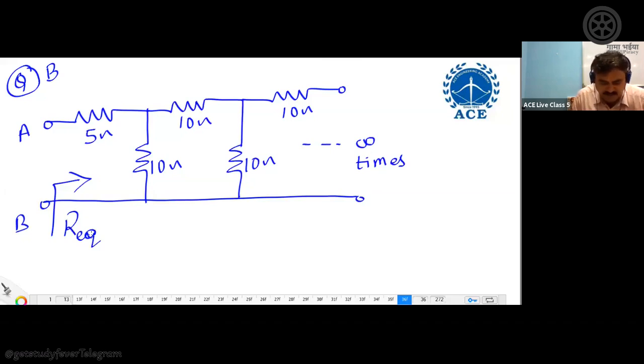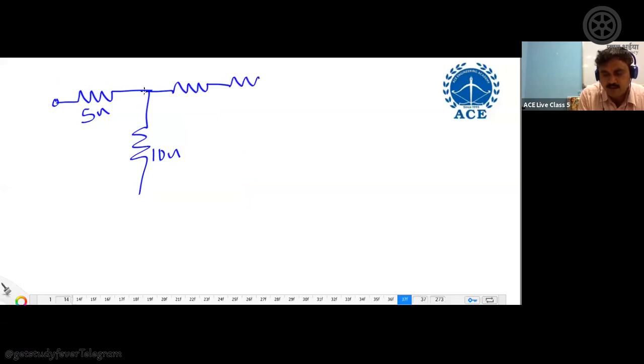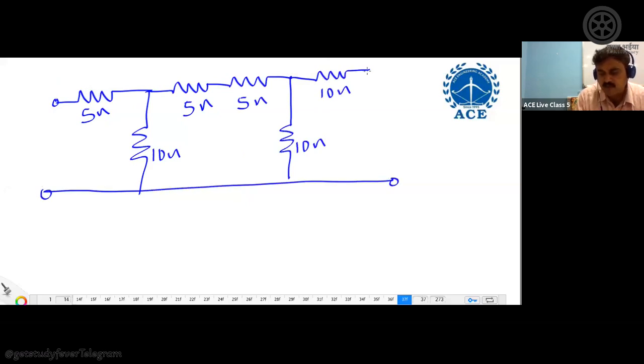So what is this symmetry logic? Just now we have used the same thing. I am using the same thing again. What I am doing is I am drawing the same circuit like this. 5 ohms. This is 10 ohms. Now whatever the 10 ohms he has given, I am keeping two 5 ohm resistors in series. And again this 10 ohms. And again 10 ohms. And this is repeating for infinite times. So these are my terminals A and B, on which I am calculating the value of R equivalent. This is the circuit.